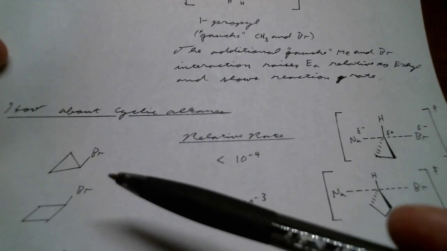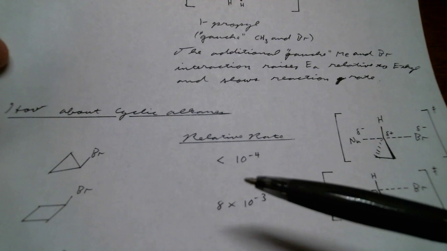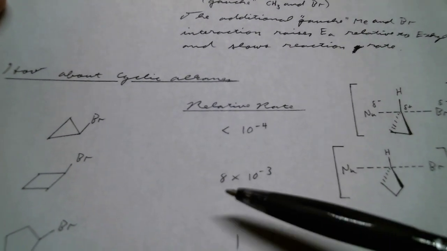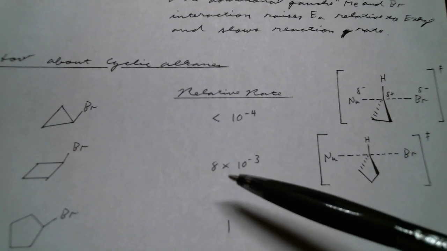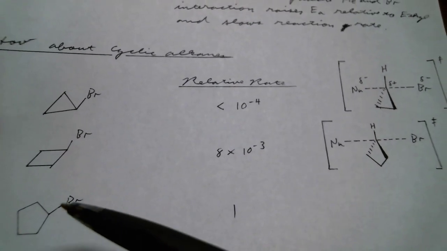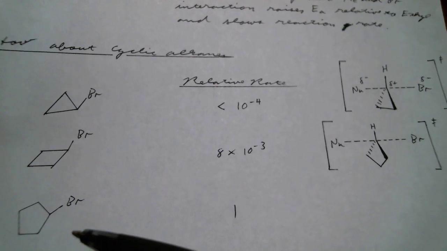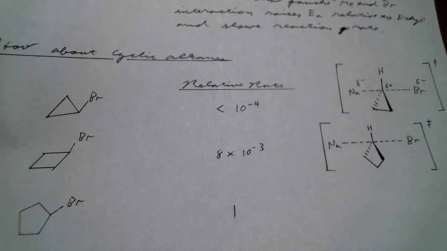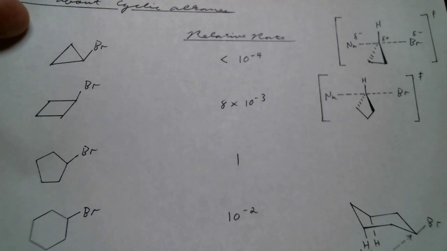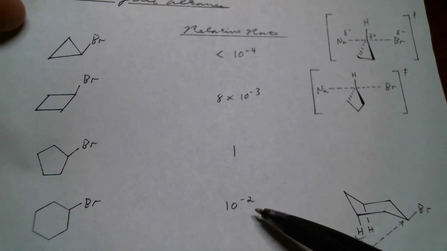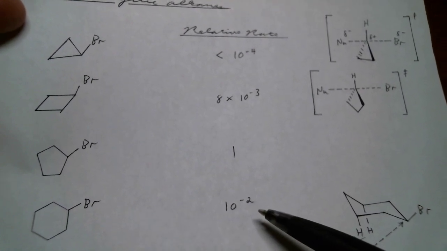Wow, bromocyclopropane is very slow, relative rate of 10 to the minus 4th. Bromocyclobutane is pretty slow, relative rate of 8 times 10 to the negative 3rd, compared to what? Compared to bromocyclopentane as our electrophile. We give that a relative rate of 1. And that's actually faster than attacking bromocyclohexane as an electrophile. That's 10 to the minus 2.